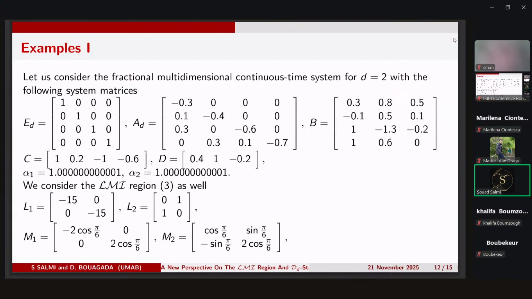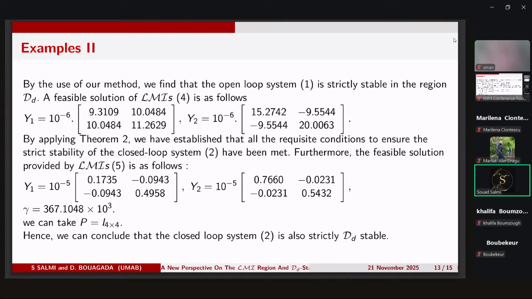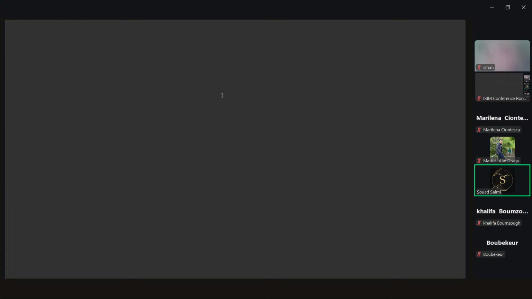By solving the LMI condition from theorem 1, we obtain a feasible solution confirming the open loop system is stable in the region D, given as below Y1 and Y2. Furthermore, applying theorem 2 gives us the robustness margin gamma. Hence, we can conclude that the closed loop system 2 is also strictly stable.